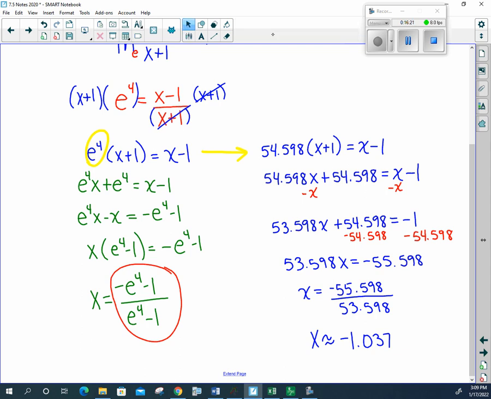Like I said, you guys are probably going to want to do it this way instead. So making sure that you just figure out what e to whatever power is and then go from there. It's a little more straightforward.